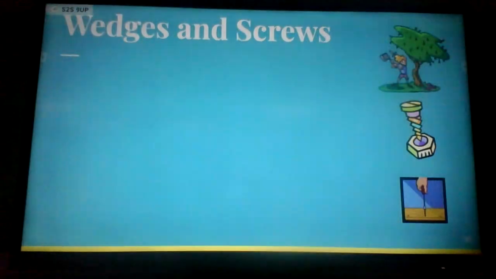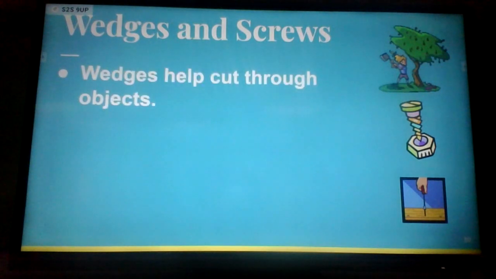Ready? Okay, wedges and screws. You see the guy chopping down the tree? All right, he's using a wedge. What's the purpose of a wedge? To cut through things. That's the main purpose of a wedge. There's another use too. We even say, let's wedge the door open. We stick a triangular piece of wood maybe under the door to hold that door open. But we use wedges to cut through things.